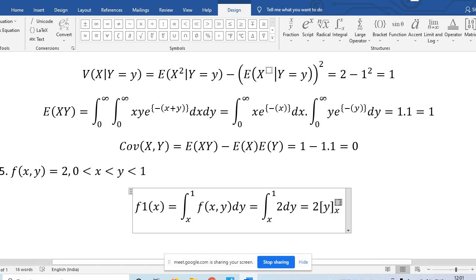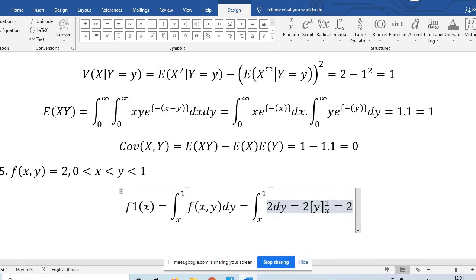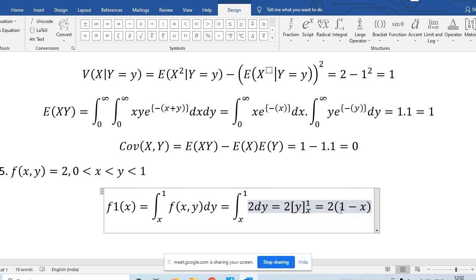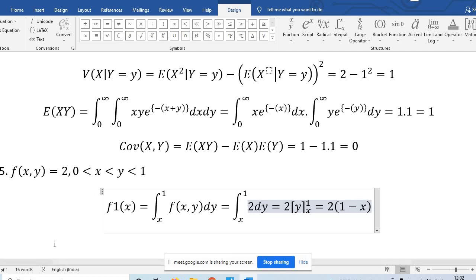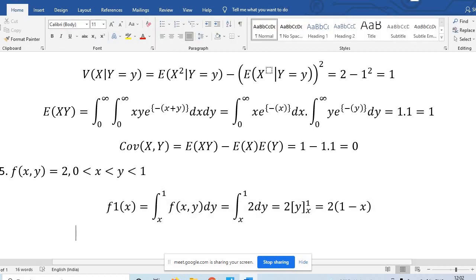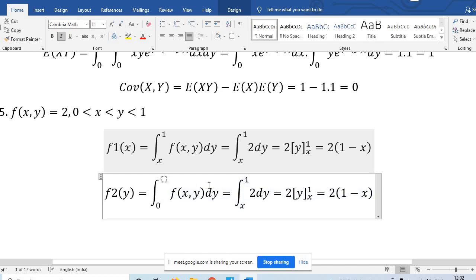So that is f1 of x. What is f2 of y? The range of x is 0 to y, and y ranges from 0 to 1.